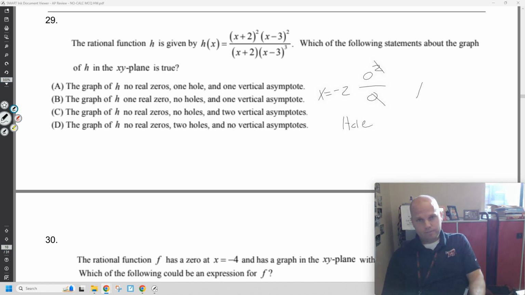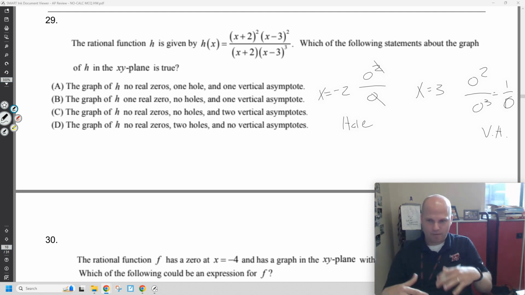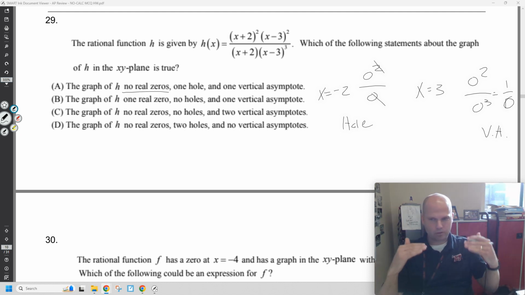X equals 3. This is the perfect example showing you. X equals 3, you'd end up with 0 squared over 0 cubed, which will simplify to be like 1 over 0 after you cancel 2 of these zeros. That's an indication of a vertical asymptote. If you ever end up after simplifying with a number over 0, the zeros on the bottom are more than the zeros on the top. So 3 is a vertical asymptote. -2 is a hole. We don't have a 0. We don't have 0 over a number.